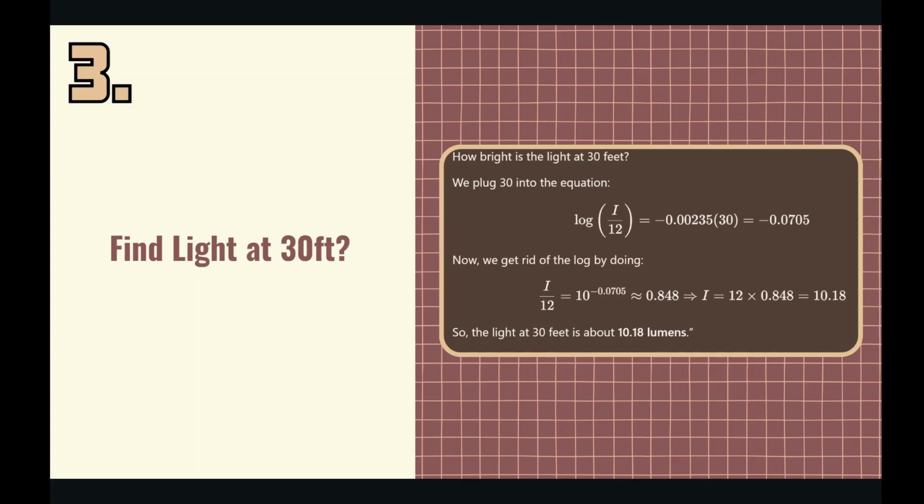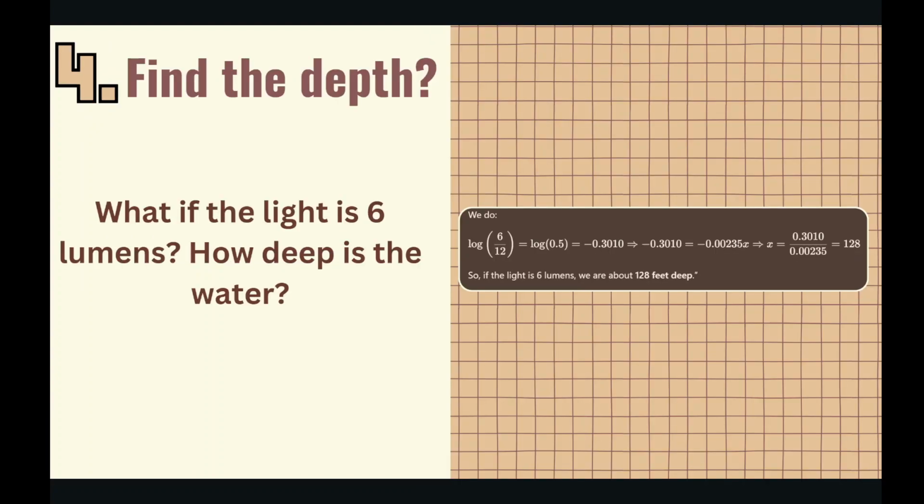There's nothing complicated about this. We just have to plug in the values we get and then solve for the value we need to find. When we say how bright the light is, it means the intensity, so we find the I. If we were given the intensity and we had to find the depth, then we would just plug in the intensity and solve for X.